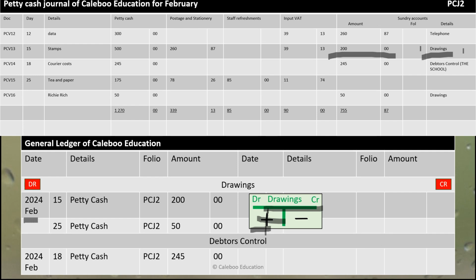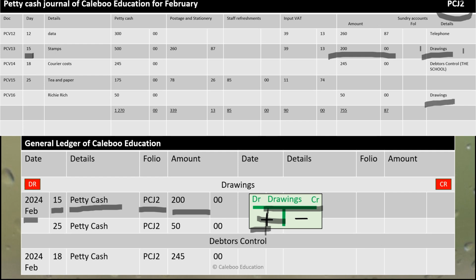We put in the date. The day the transaction took place was the 15th. Under details is the name of the contra account, which is petty cash. Where did the information come from? The petty cash journal number 2. There it is, right in the top right hand corner. And what was the amount? 200. So that's the first posting from the petty cash journal.